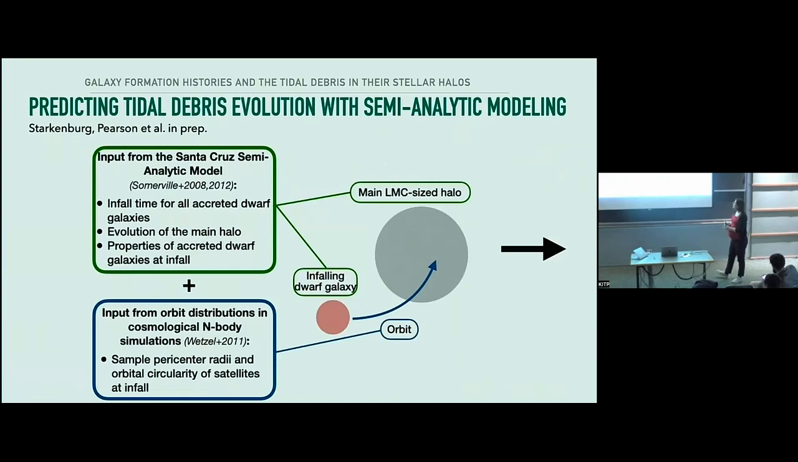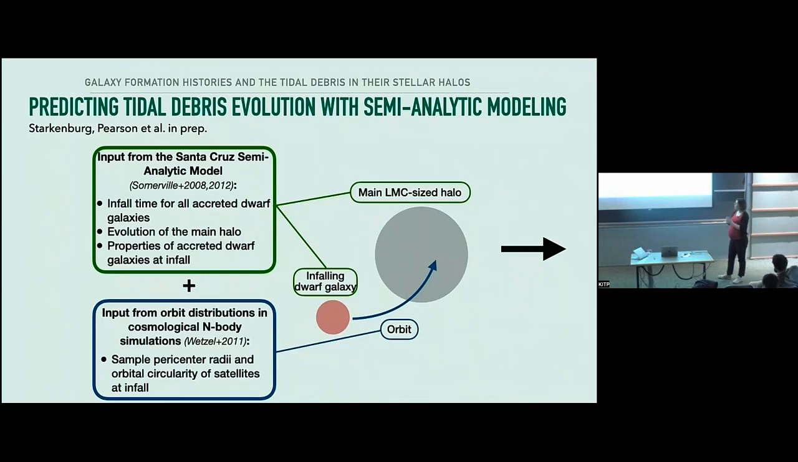So I've been working on building a semi-analytic model that predicts the evolution of tidal debris in a galaxy halo. And for that, I use as input a semi-analytic galaxy formation model, as well as orbits that are taken from a distribution from cosmological N-body simulations. And these are actually pretty well sampled. So I take this one, but many papers find similar distributions. So that's pretty robust.